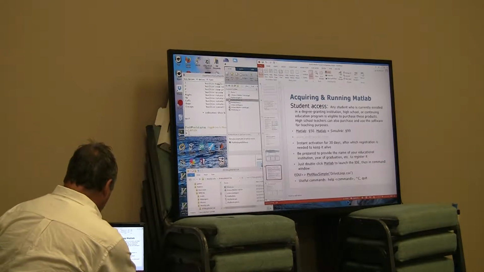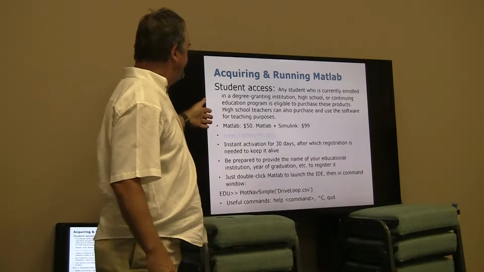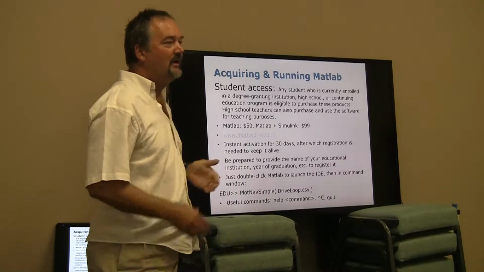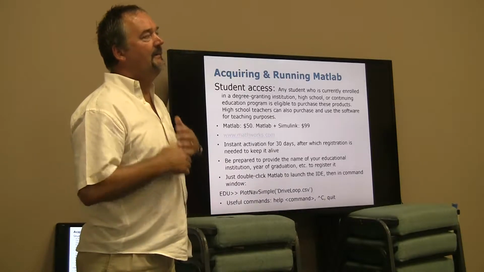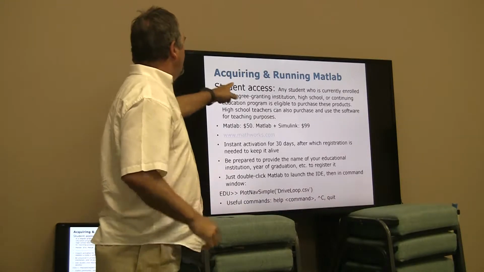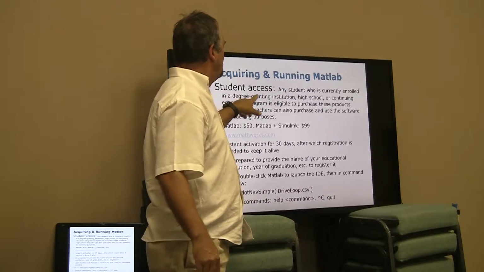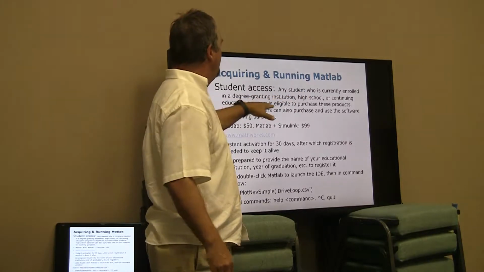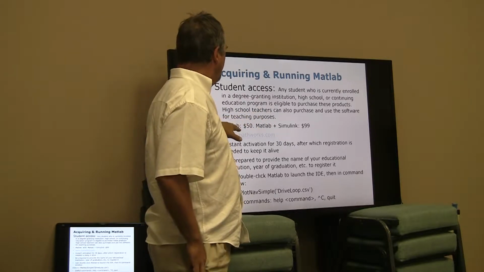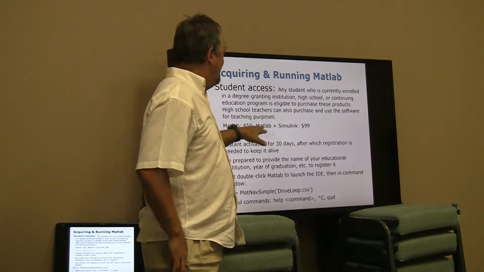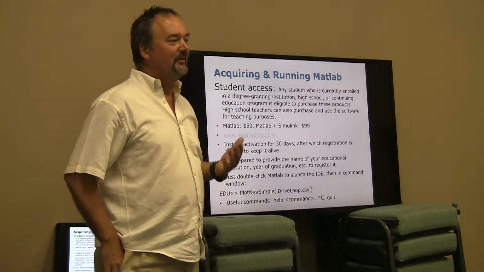Okay, acquiring Matlab. For hobbyists, the student version is really what you want. Here's the text of the license that I pulled off their website. Any student who's currently enrolled in a degree-granting institution, high school, or continuing ed program is eligible to purchase it. High school teachers can purchase and use it for teaching purposes. It's $50. If you buy Simulink as well, it's $99. Simulink comes with all of the packages.